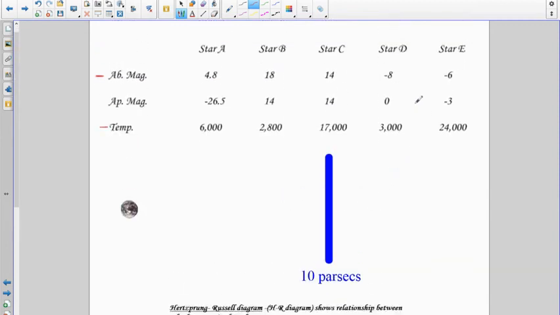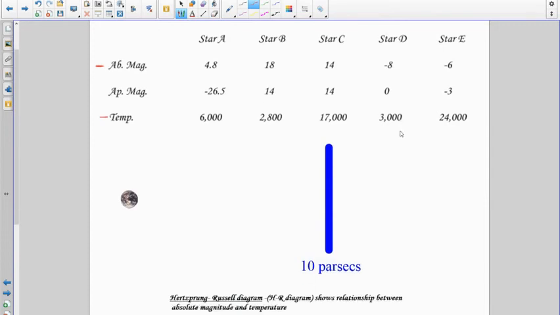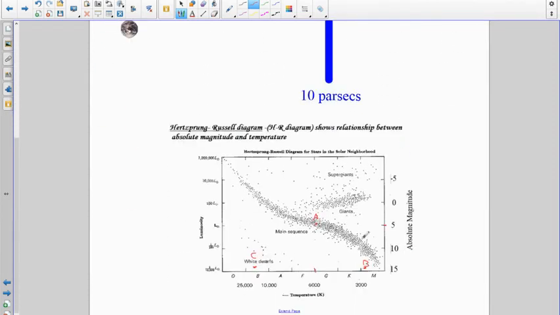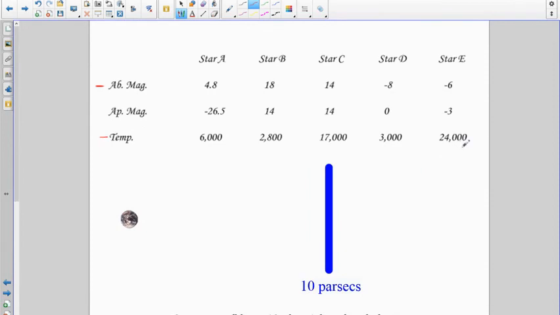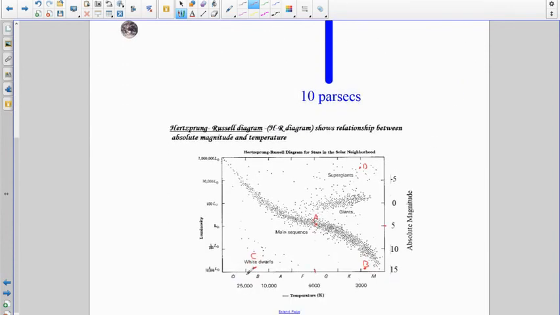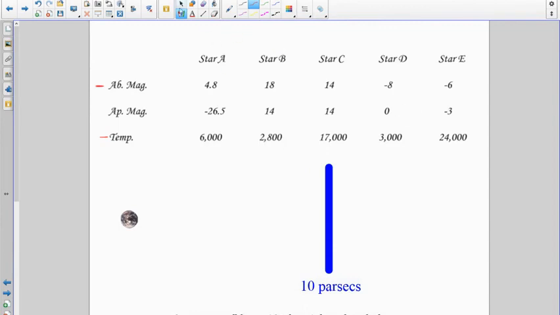If I look at star D, a -8 indicates it's really bright, and a 3000 is going to be really cool. So we have a really cool, really bright star. Hopefully from this, you can see that that's going to be a supergiant. So that's star D. And then the last one, 24,000 degrees, is very hot, and a -6 is very bright. 24,000's over here, -6 about right here. So this star is on the upper edge of the main sequence, and that will put it right there, star E.